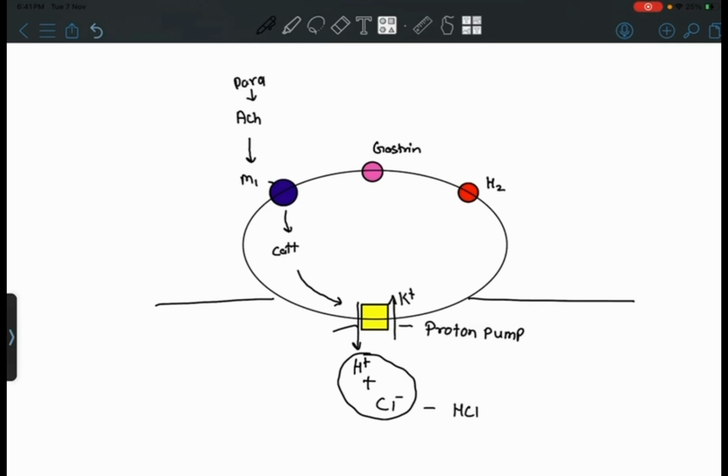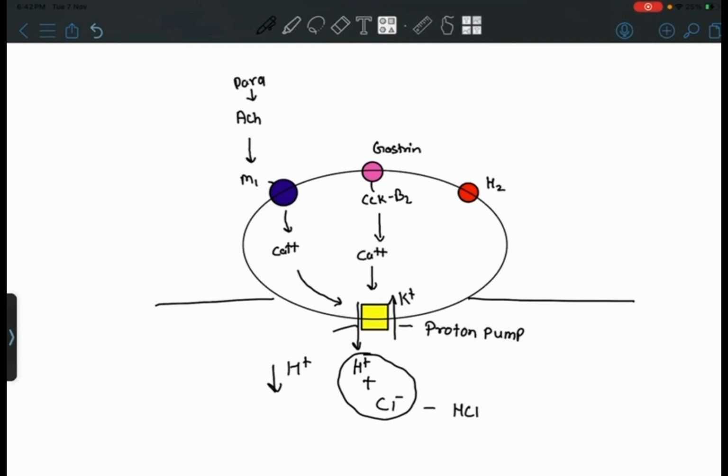Another thing is the gastrin hormone. When H plus ion decreases in the stomach, it sends a signal to the brain, and it releases the gastrin hormone, which again activates the CCK B2 receptor, which ultimately increases the intracellular calcium, which stimulates the proton pump.